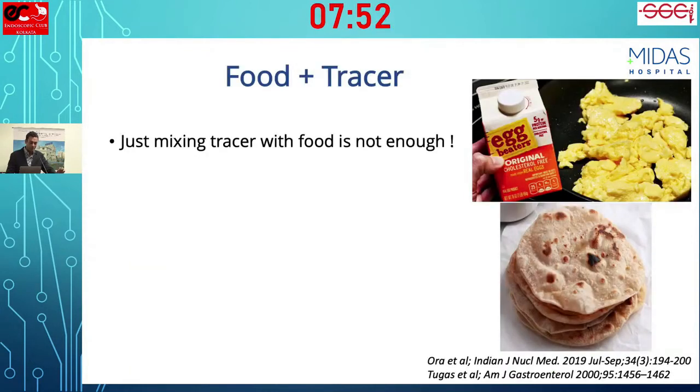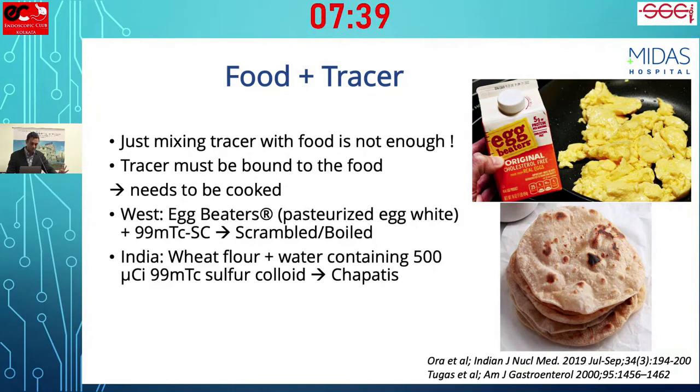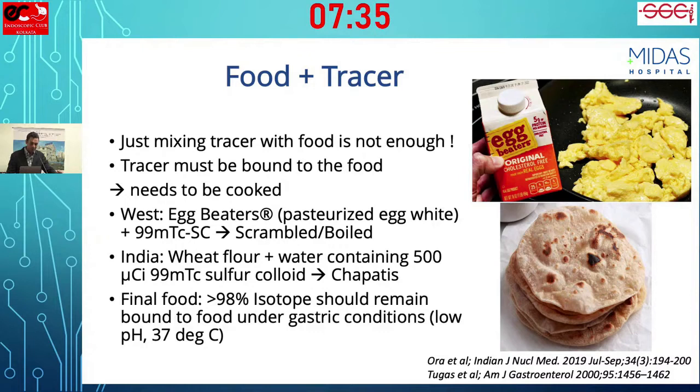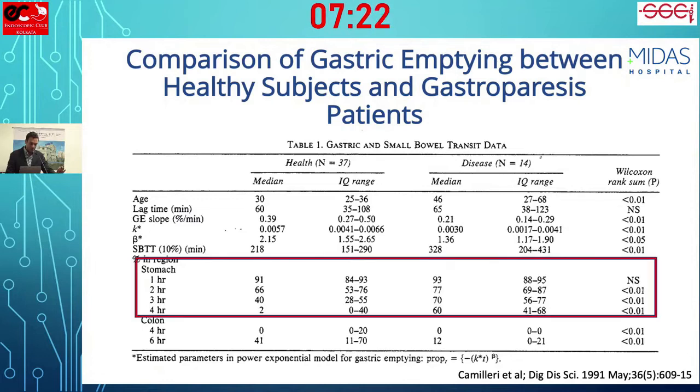For the food plus tracer, it's important that the tracer is not just sprinkled on the food, and this may happen in inadequately performing centers. It has to be mixed and cooked with the food, and in the Western world they use egg. In India there is a vegetarian option, and ultimately the isotope has to be with the food in gastric conditions, and that's important.